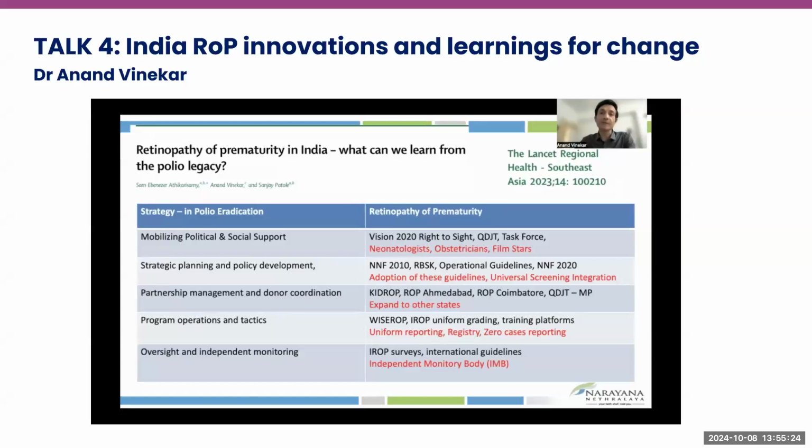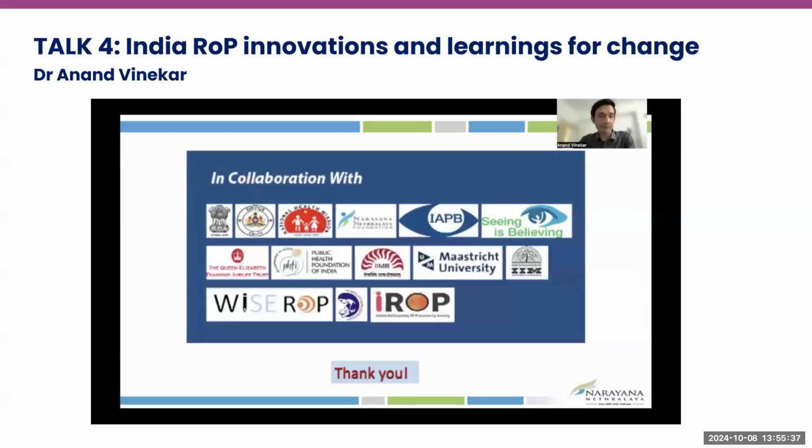We must learn from the success of the polio eradication program. This paper with a few neonatologists was published in the Lancet, where the success of the polio program, perhaps we can duplicate that and use it in retinopathy of prematurity.